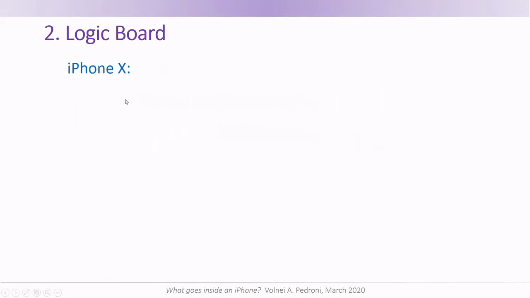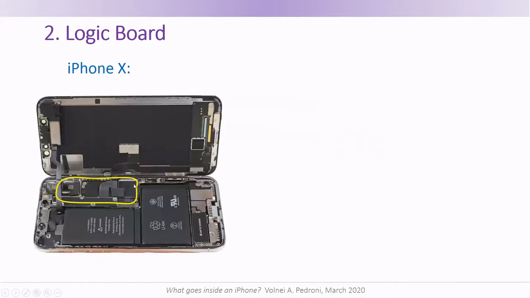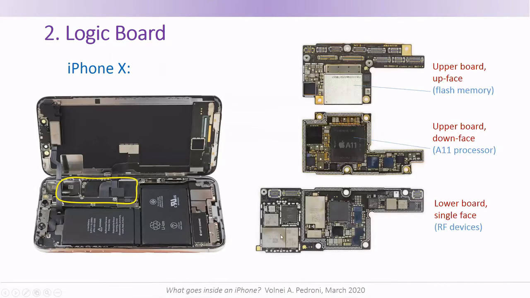Some examples. First, for the iPhone 10, here's its location. When you open it, this is the lower board, single phase, reserved for radio frequency devices. The upper board, down phase, the A11 processor is the main device, and the upper board, up phase, the main component is the flash memory.